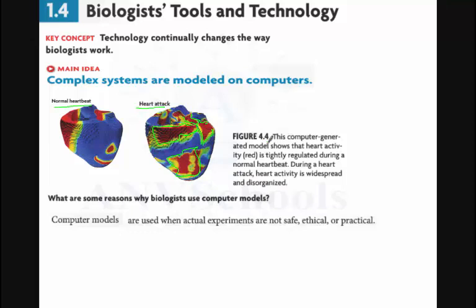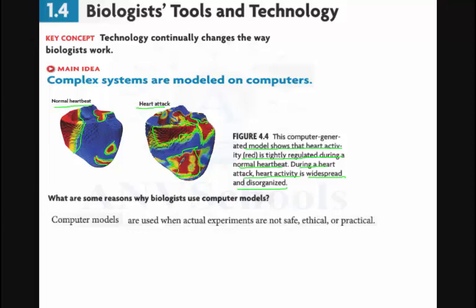This computer-generated model shows that heart activity, that is in red, is tightly regulated during a normal heartbeat. But during an attack, heart activity is widely spread and disorganized. So you can see this is a normal one. They are just localized and very organized. But here, the whole thing is disorganized, and you can tell that we have a problem here.